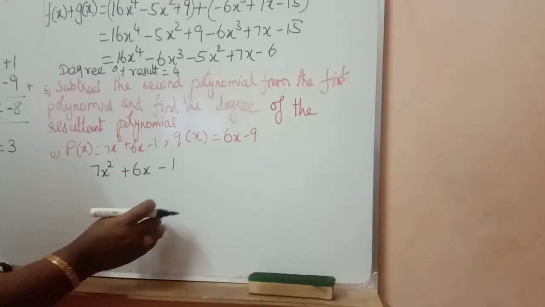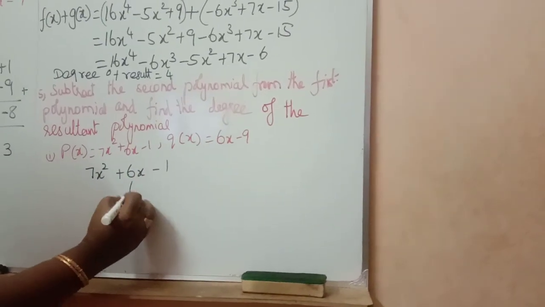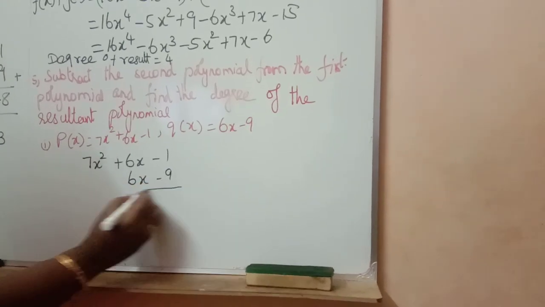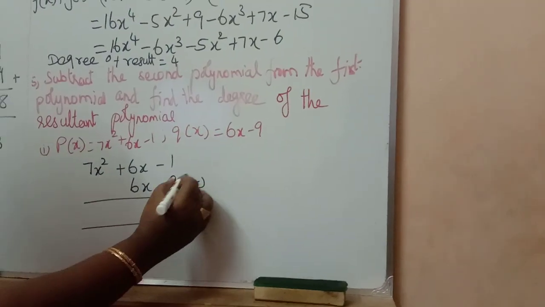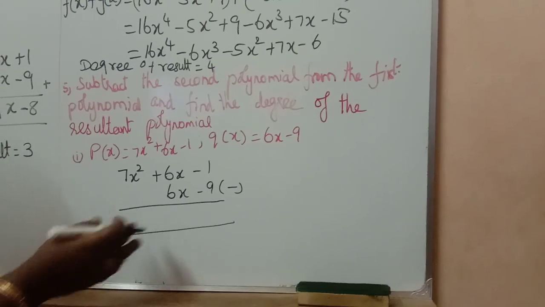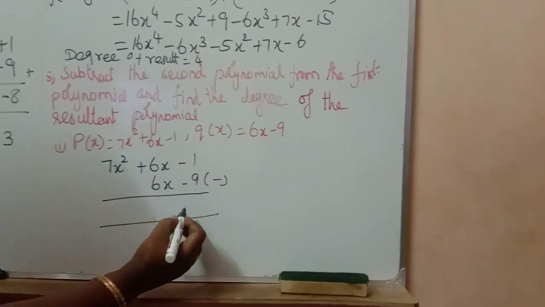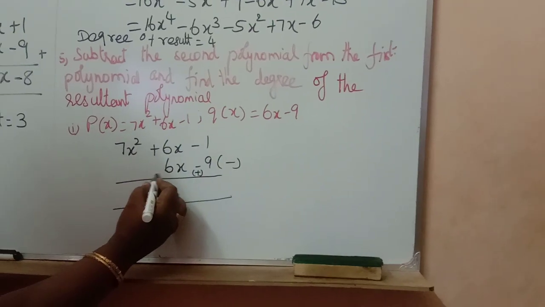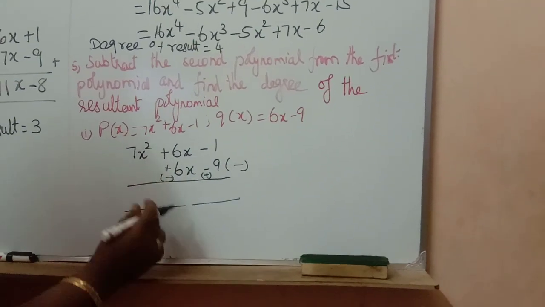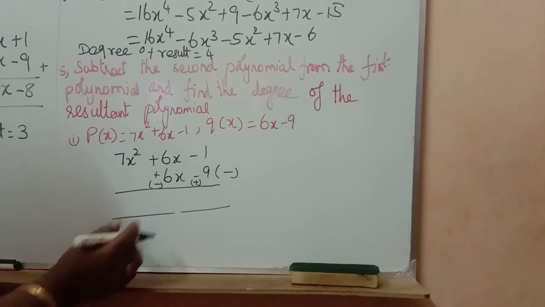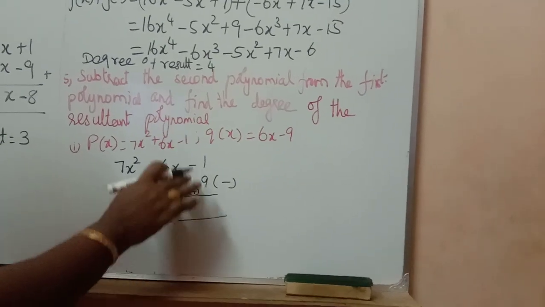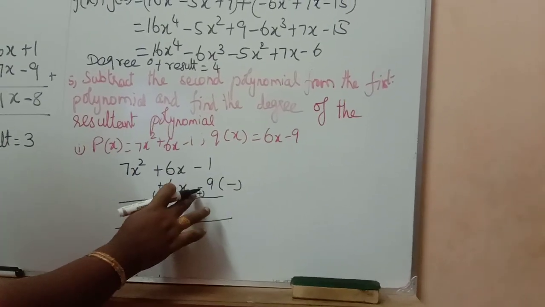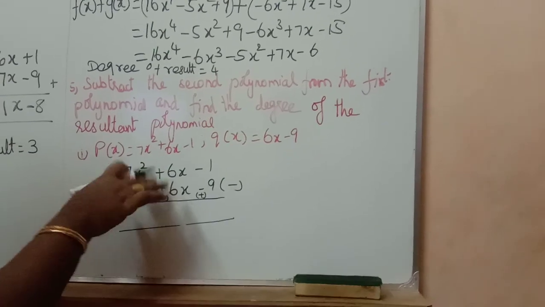Now I am going to do it vertically. 6x minus 9. So 6x minus 9. Now we have to subtract. If we want to add as such, we will add. If we want to subtract, change the sign of the second polynomial. Minus as plus, here plus. Nothing is there, that means plus, so change it as minus. After we change the sign, we have to add. Subtraction: change the sign of the second polynomial and add.